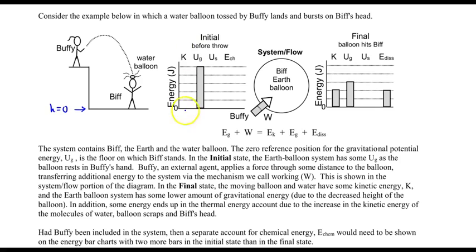We started off with gravitational energy, and I've listed that as E sub g, but you could rewrite that as U sub g for gravitational energy, plus the work that was done by Buffy, which must be equal to the kinetic energy, K, plus the gravitational energy, U sub g, plus the extra dissipated energy, E dissipated. And this is our statement of conservation of energy.